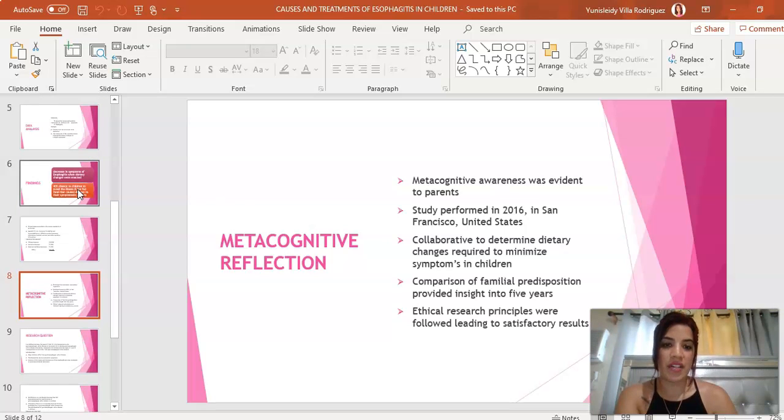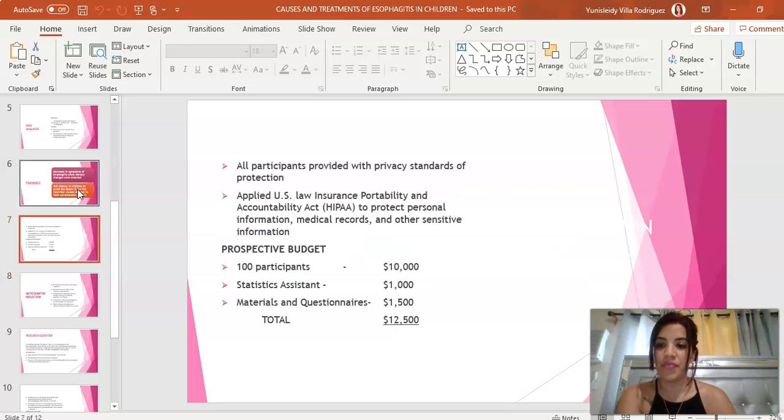Metacognitive awareness was evident in parents. The study was performed in 2016 in San Francisco, United States. It was collaborative, to determine the dietary changes required to minimize symptoms in children. Comparison of familial predisposition provided insight into 5 years. Ethical research principles were followed, leading to satisfactory results.